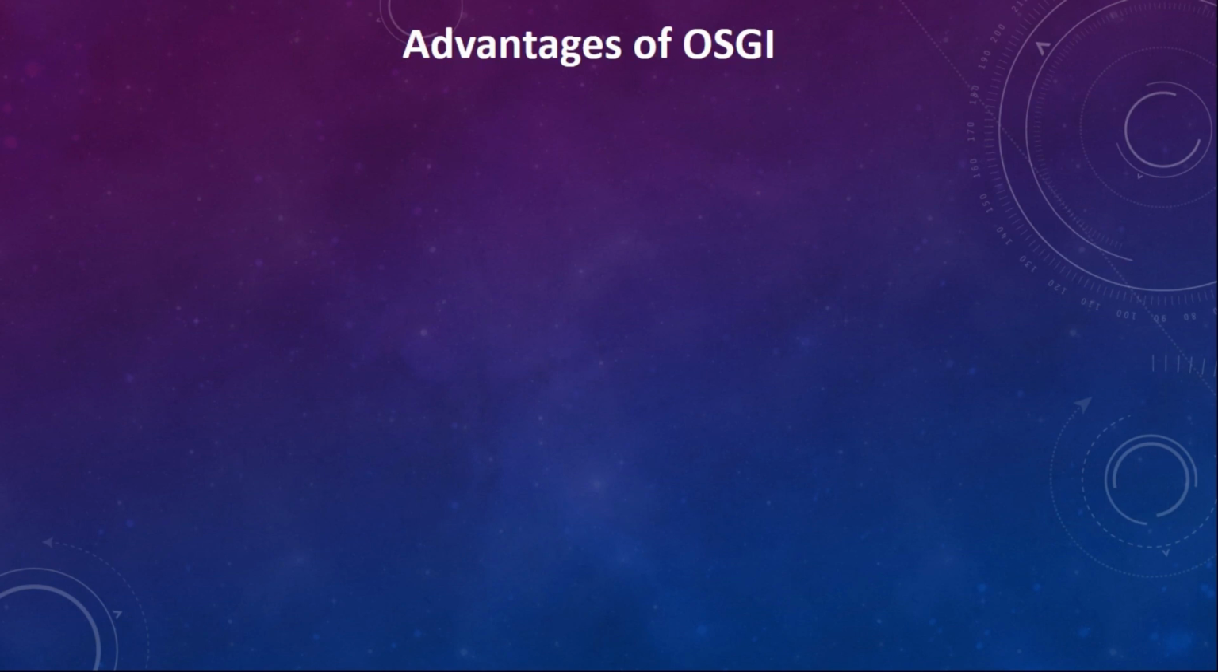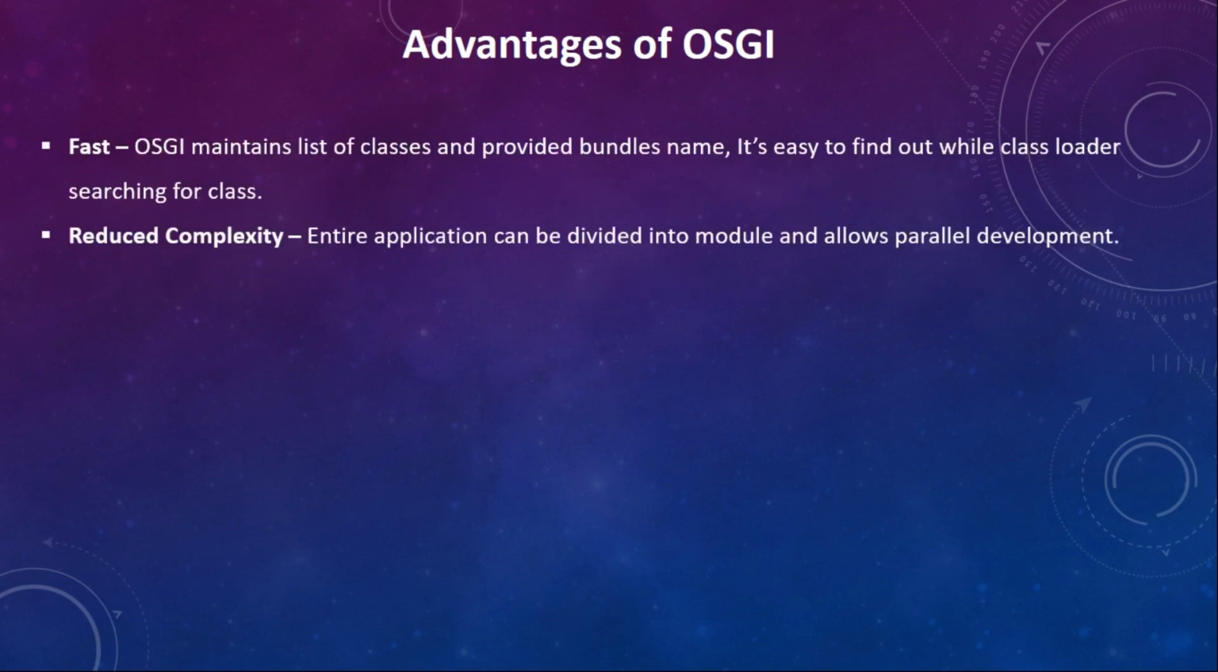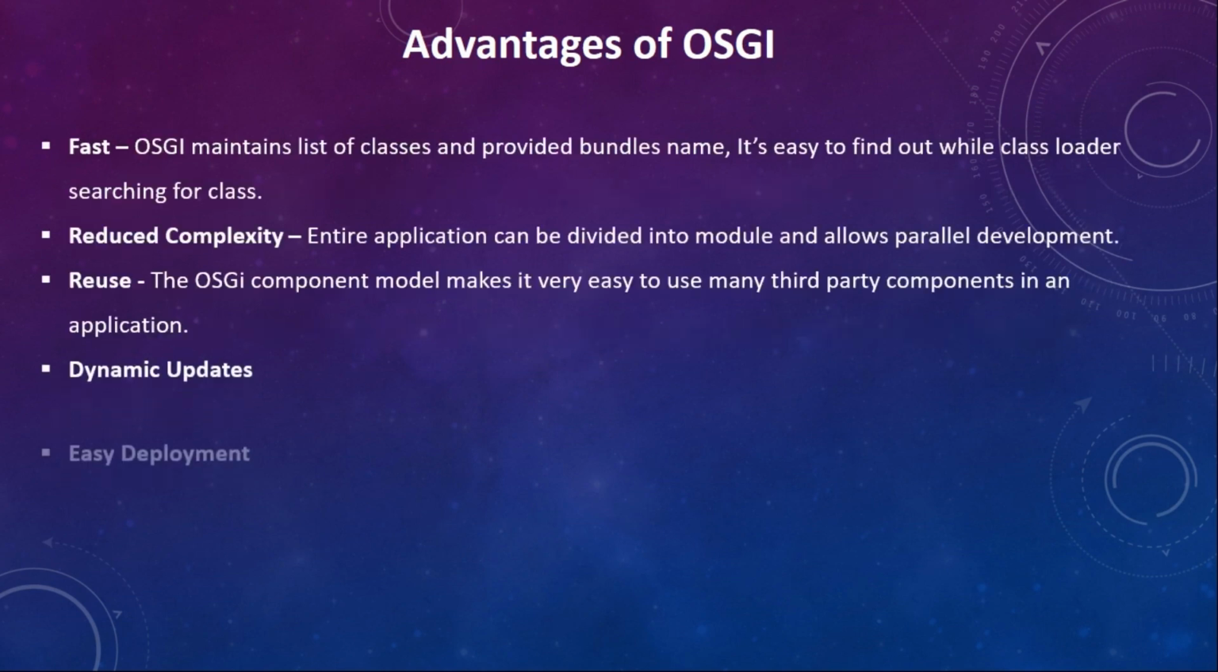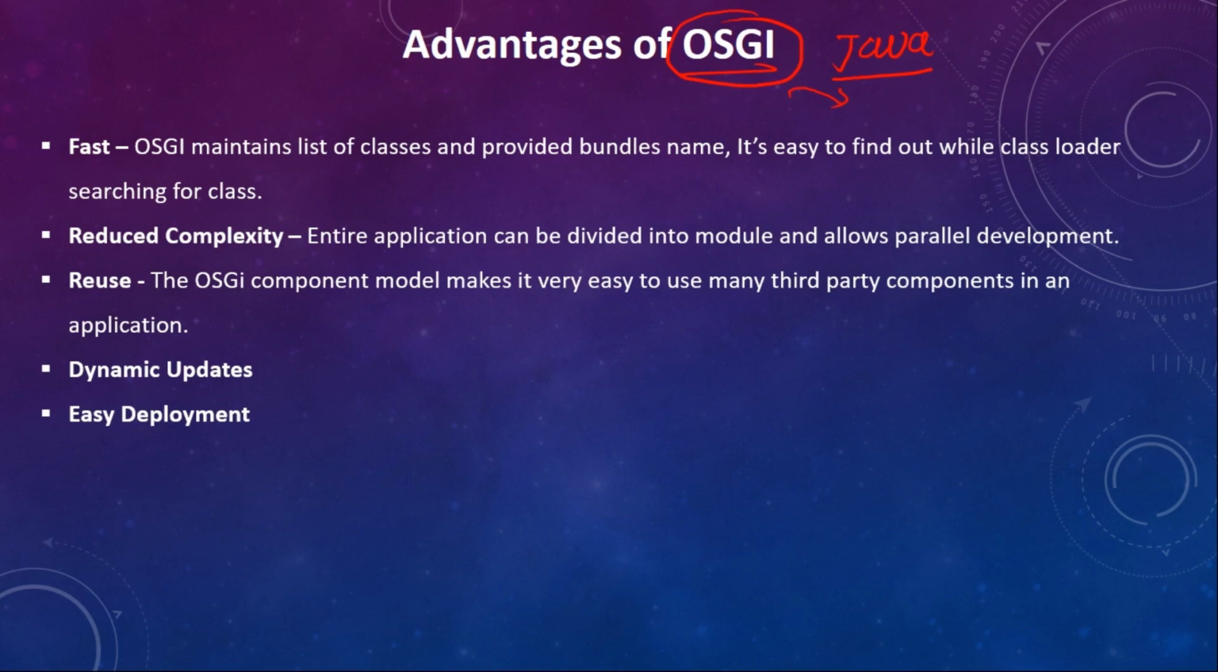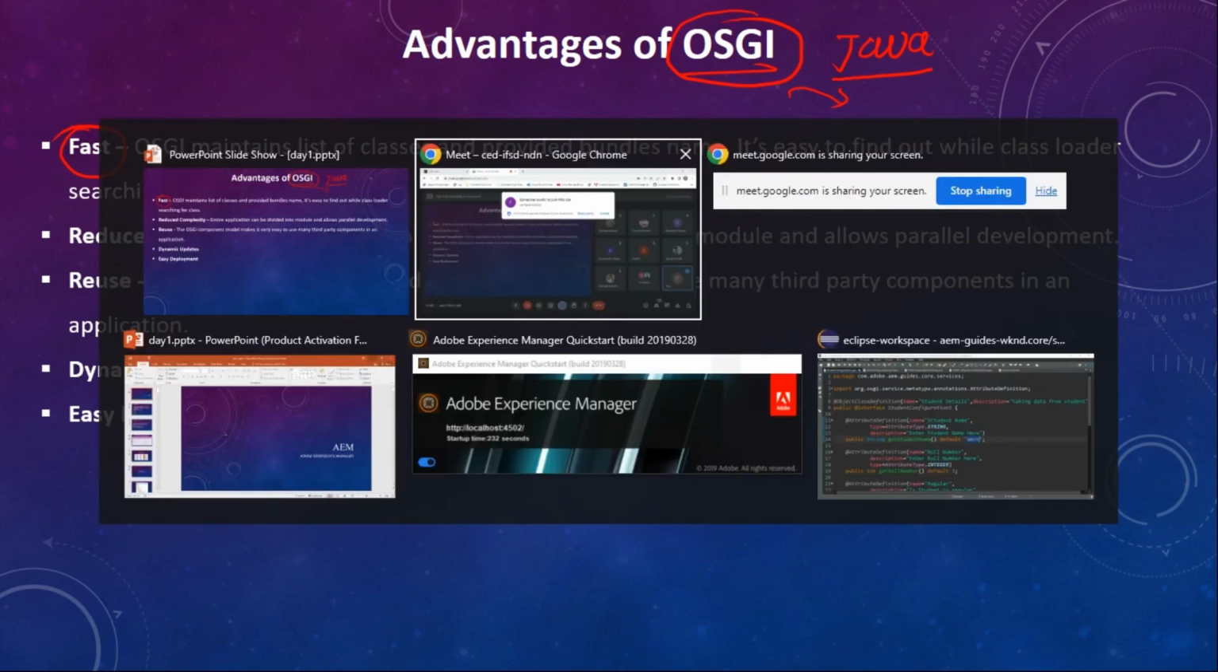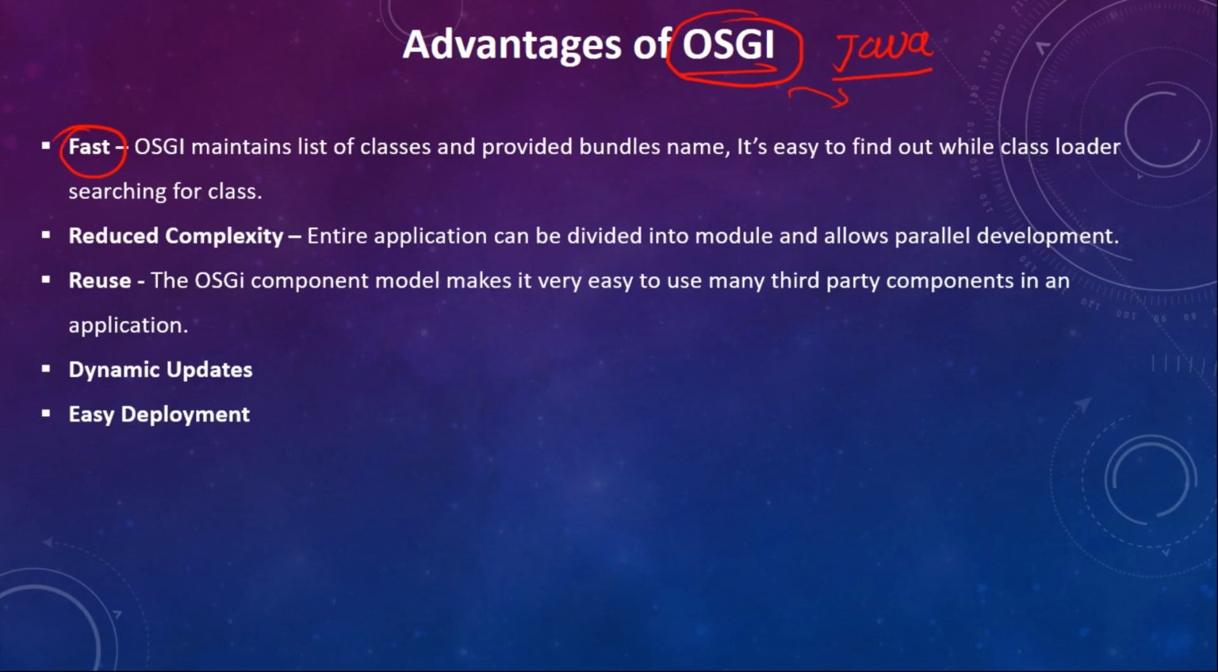After that, what are the advantages over Java? Why are we using the OSGI framework? Like, we have normal Java as well. In Java we can define all the stuff, all classes, variables and methods. Then why are we using this OSGI framework? So it is fast as compared to normal Java. Why is it fast?